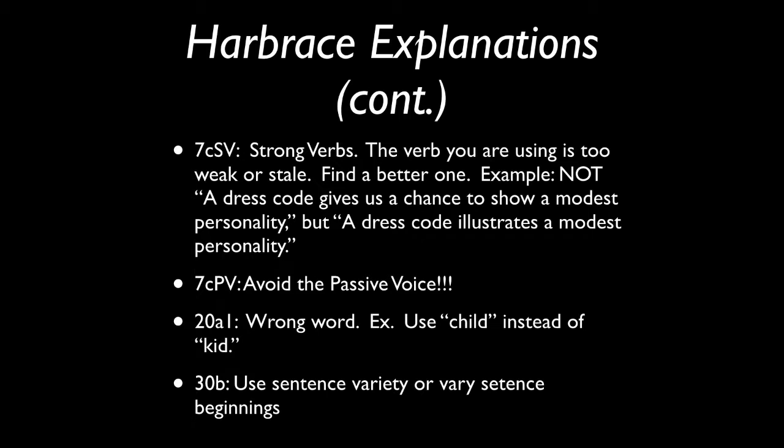20A1 is wrong word. For example, many students use the word kid when you should use the word child. When I write a 20A1, it means that the word you're using is not appropriate or wrong, and so you need to use another one. 30B is sentence variety. When I write 30B next to something, you'll see several of them. You'll see sentences starting the same way. Switch it up. Make them more interesting. Use sentence variety and vary your sentence beginnings. And that's about it for Harbrace, how to do sentence level corrections.